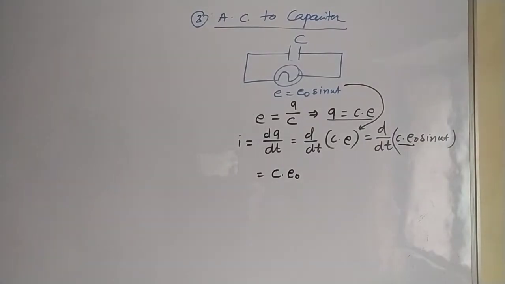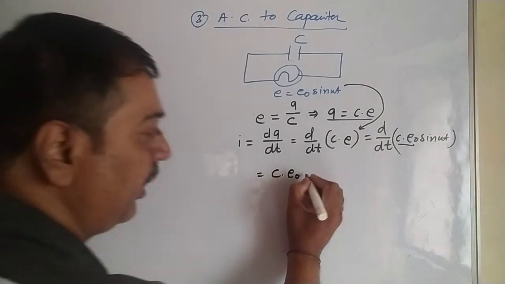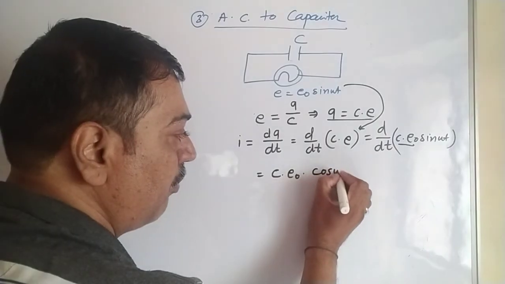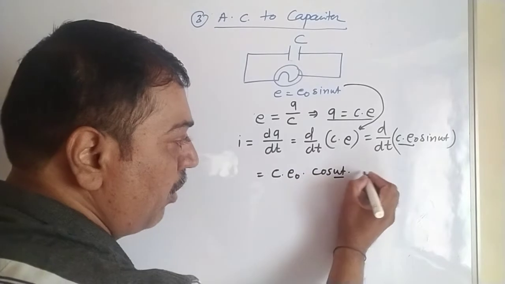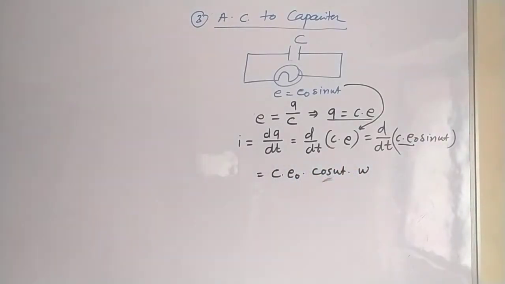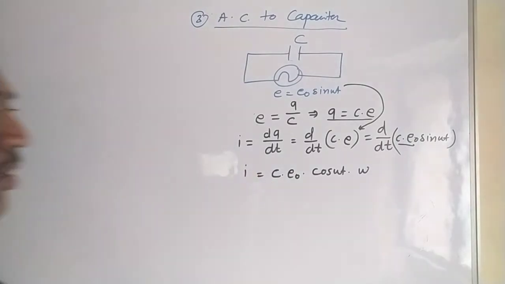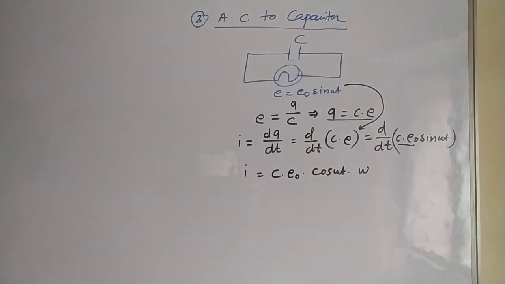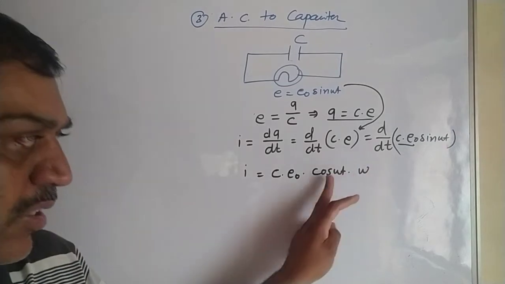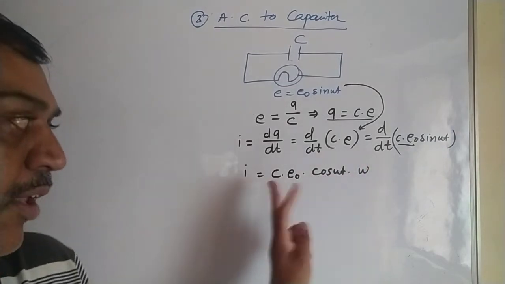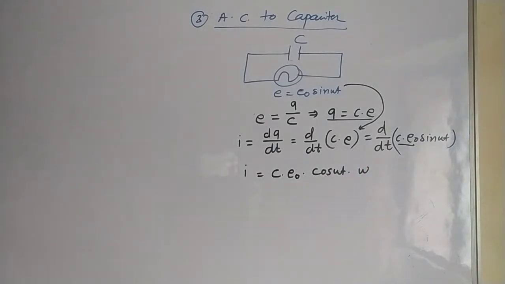What is the derivative of sine omega t? Sine omega t derivative is cos omega t. So we can write here cos of omega t. Again, derivative of omega t is omega. So we have just solved this part and written I equal to C E0 d/dt of sine omega t, which is cos omega t into omega. So we get this equation.